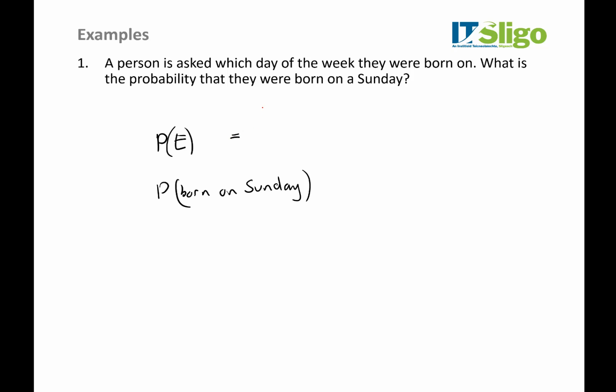Remember, it's favorable outcomes over possible. So when we start to fill in, how many days are possible? Well, there's 7 days of the week that a person could be born on. How many days are favourable, as in the ones we're interested in? Well, Sunday, there's only one Sunday. And then we could turn this into a decimal. I think it's 0. Just double check that.